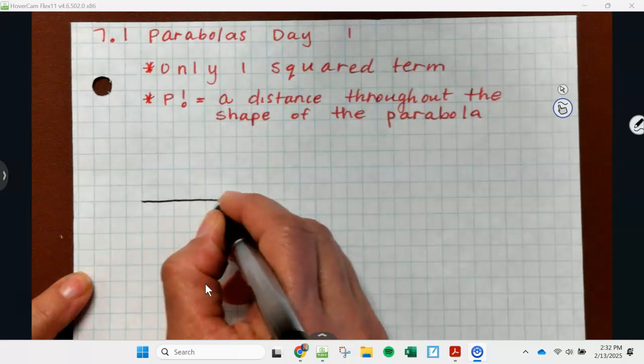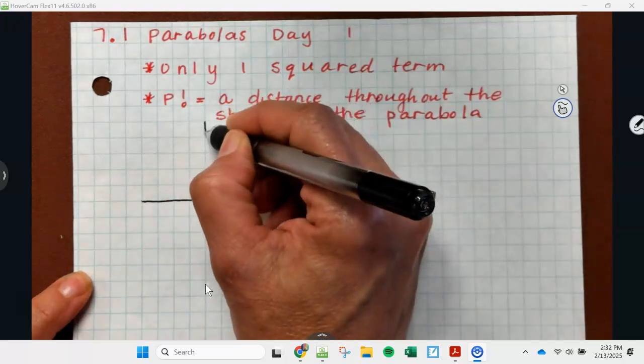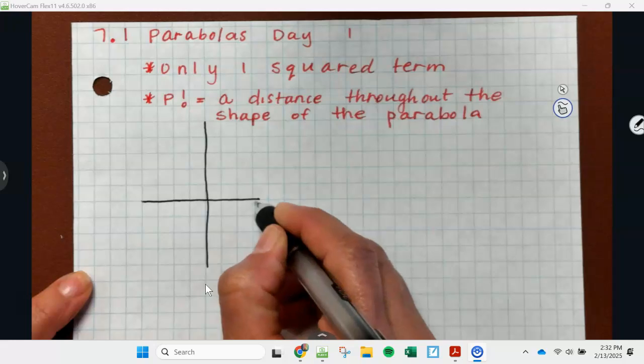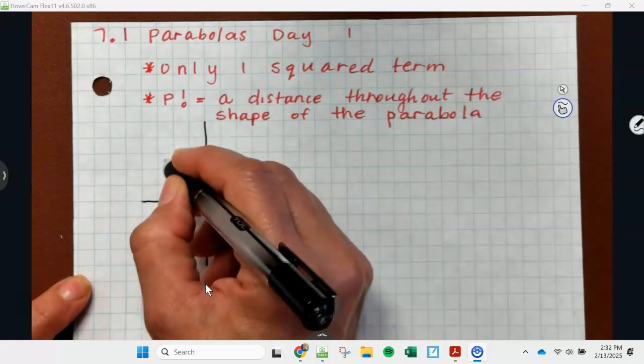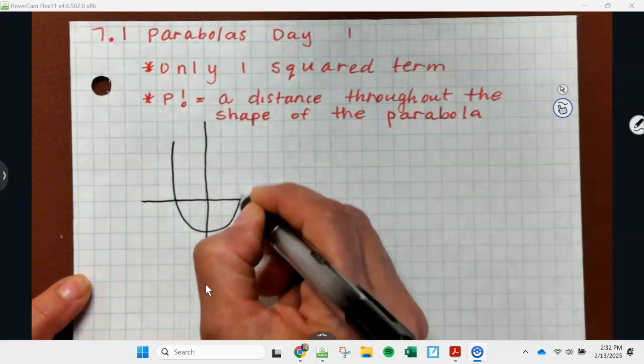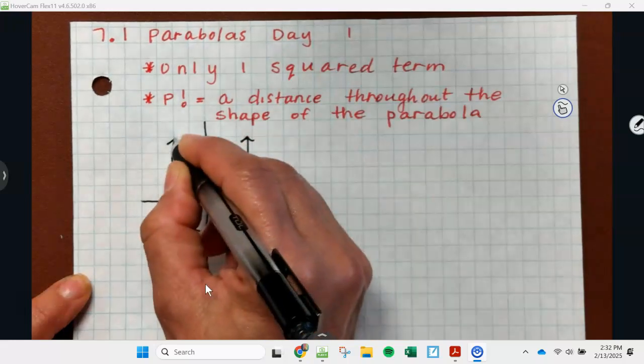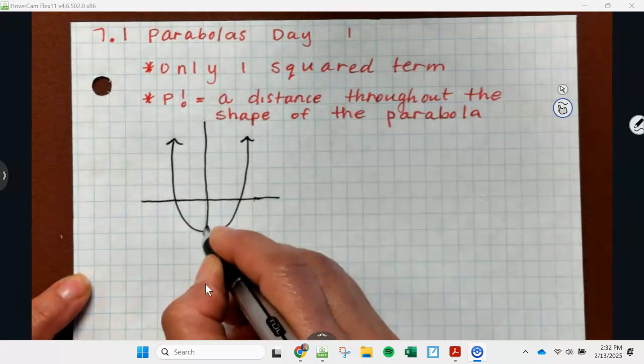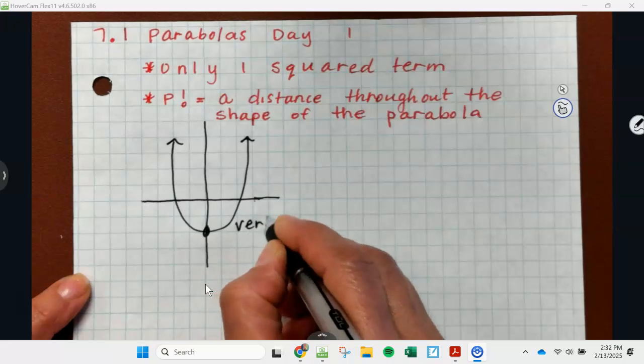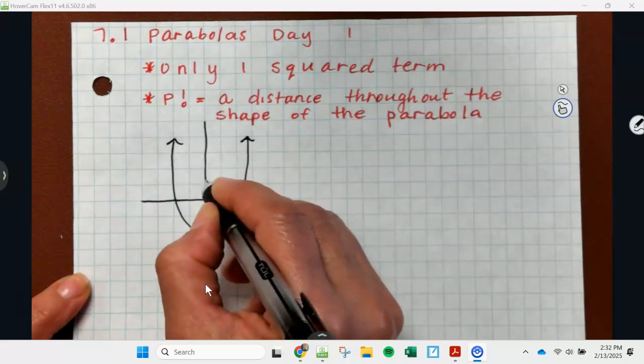So let's go ahead and sketch an X and Y axis. It doesn't have to be perfect, it doesn't have to be exact. We're just going to talk about some properties. So we're going to draw a positive vertical parabola. We've got a vertex down there, and then here's where P comes into play.